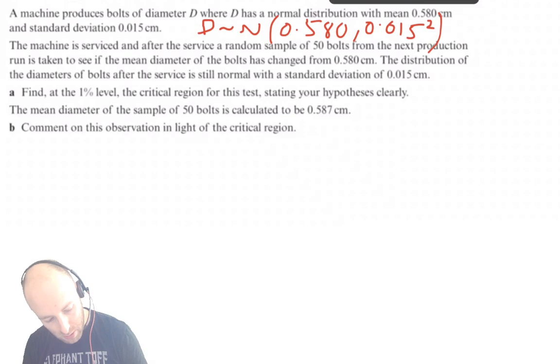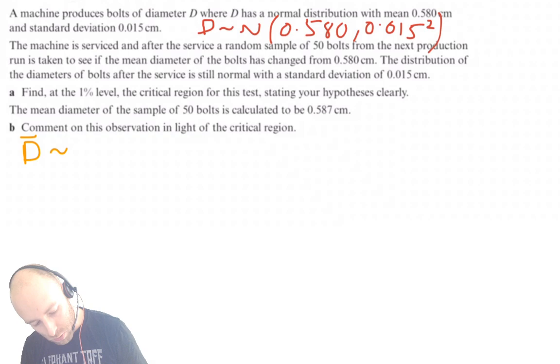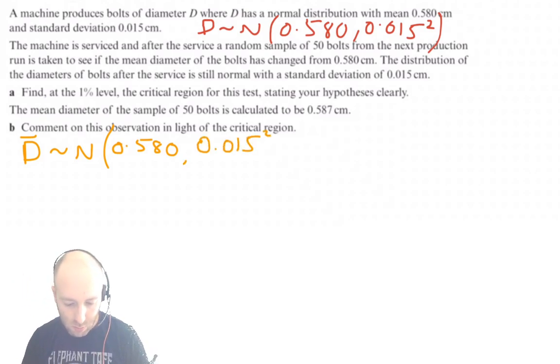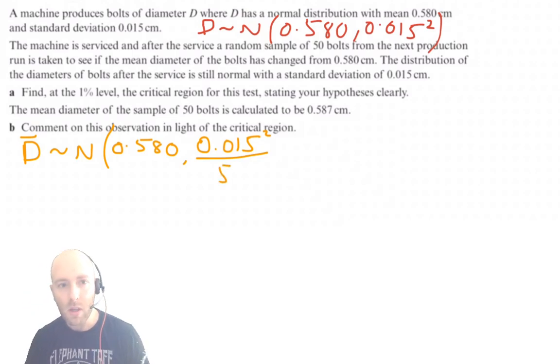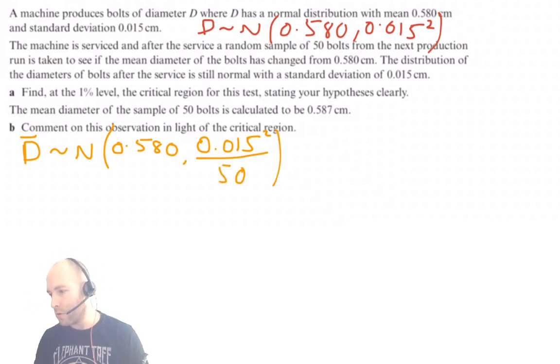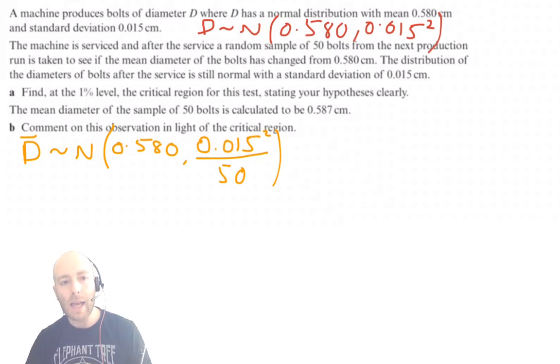So I can say my mean distribution is normal, we're assuming the mean is still 0.580. That's what we're going to test. And our standard deviation, 0.015 squared, divided by n, and n was 50. So that's my sample mean distribution. Okay, so we're trying to find a critical region. Critical regions are a little bit more involved. To find a critical region, we need to find z values.